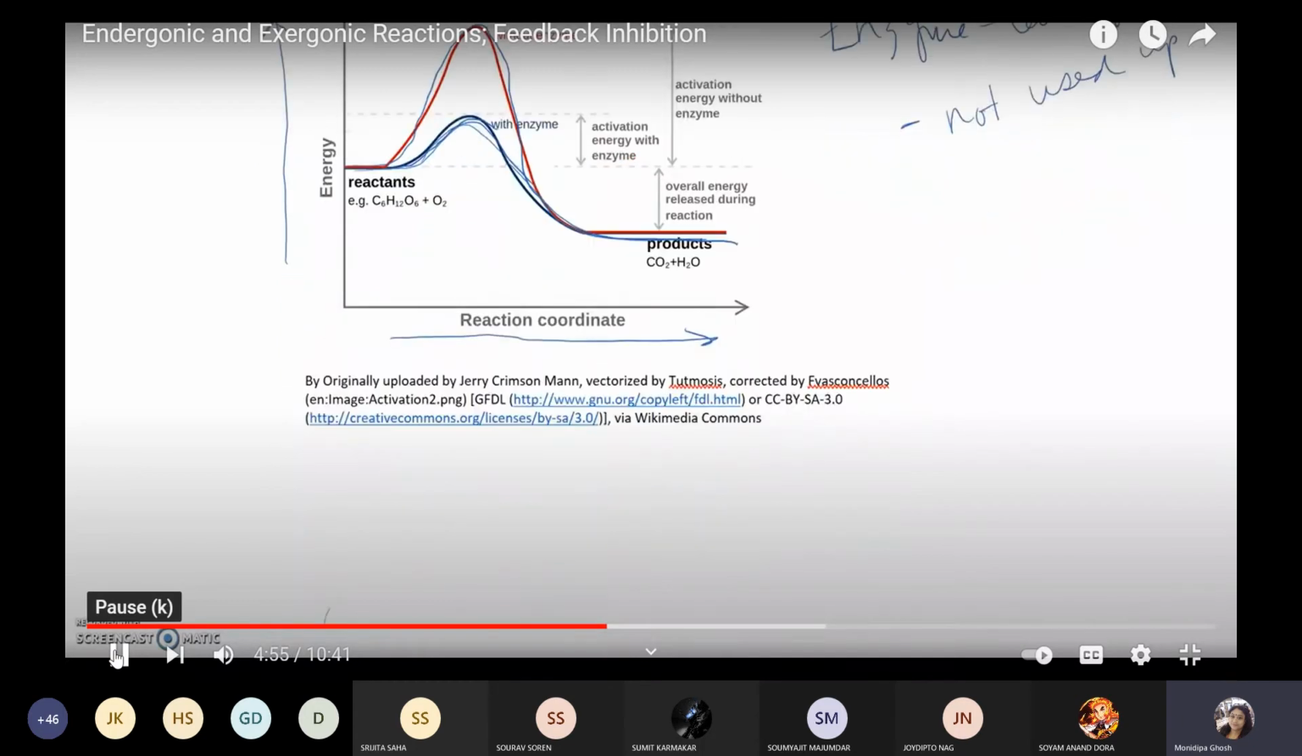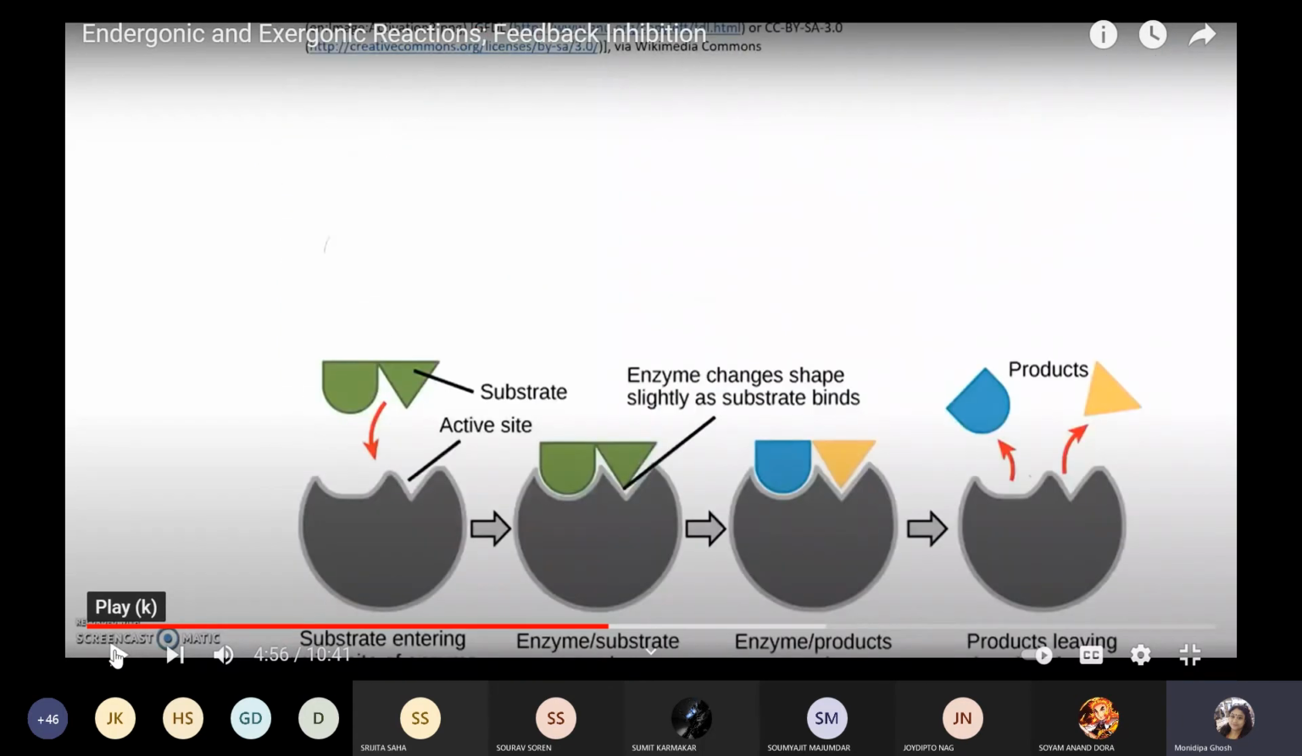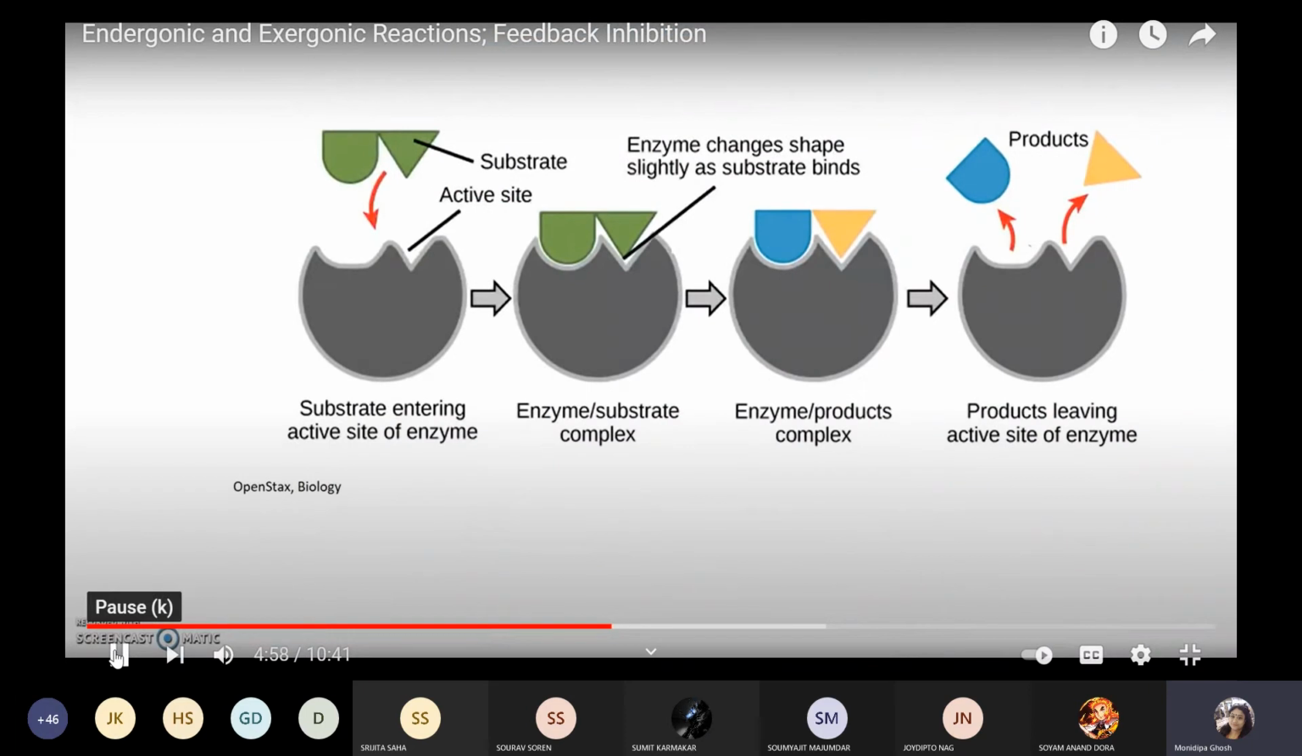Understood. Now let's talk a little more about what an enzyme is and how it works in the cell. First of all, an enzyme is a type of protein.